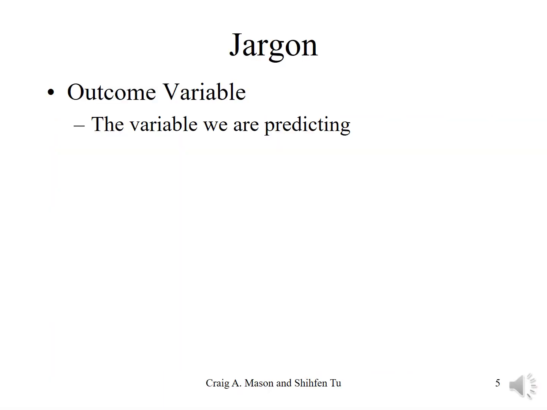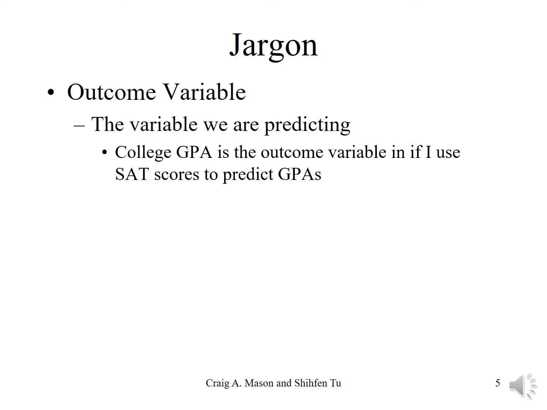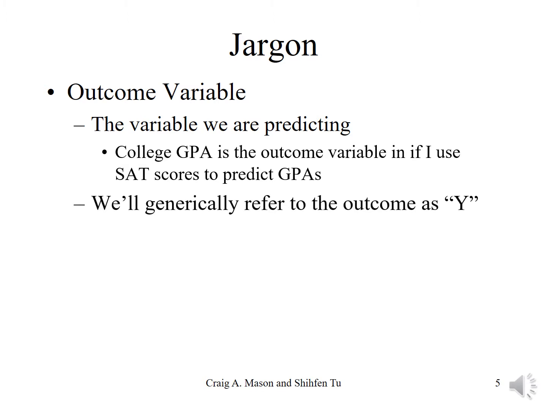An outcome variable is the variable being predicted by something else. For example, if I'm using student SAT scores to estimate or predict college GPAs, their college GPA would be the outcome variable. We typically use the letter Y to generically refer to an outcome variable when we don't have a specific real-world example, so you'll see Y show up a lot in equations.